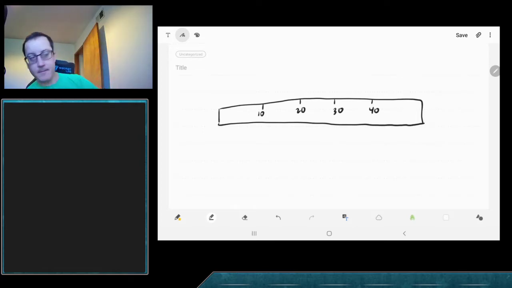Nice small one. Okay. Let's see. Perfect. Okay, cool.